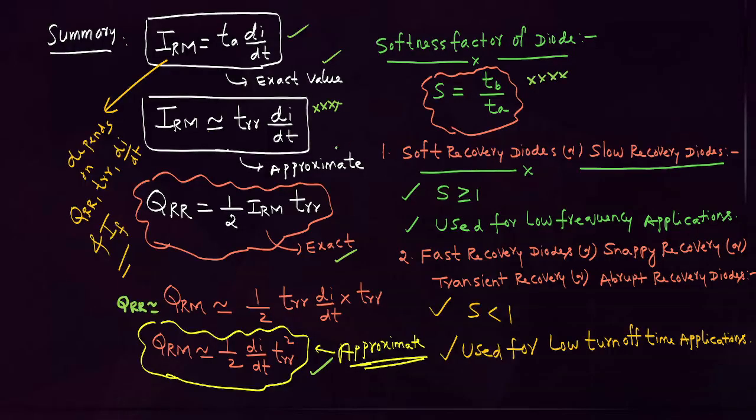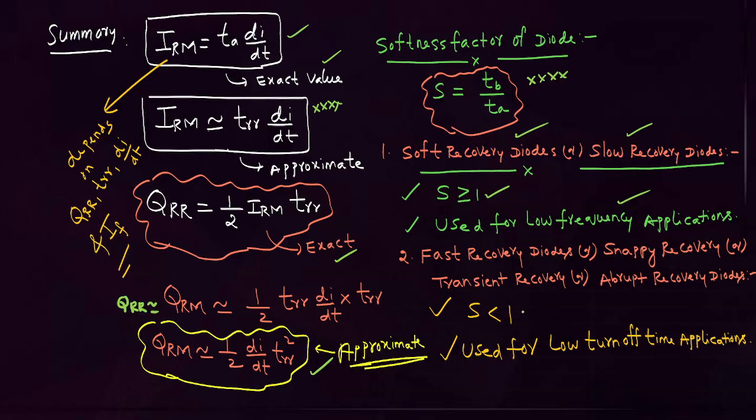What is the softness factor? TB by TA is called the softness factor. Based on the softness factor, the diodes are classified into two types. If the softness factor is greater than or equal to 1, those diodes are called soft recovery diodes. For those diodes, the reverse recovery time is very high. That's why they are used for low frequency application.